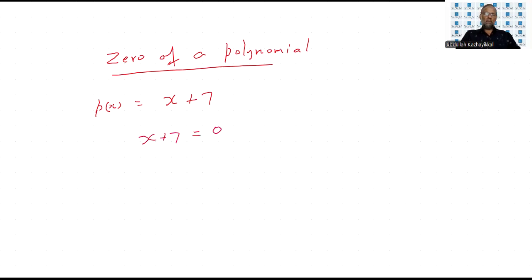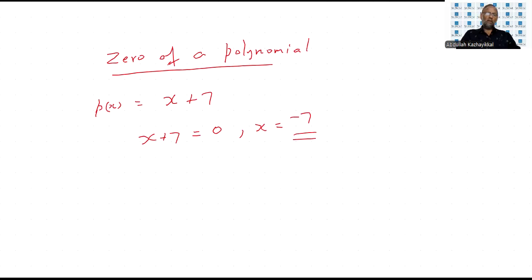Simple. Put it equal to 0 because we need the zero of a polynomial. What value do we have to give for x? The algebraic expression must be 0. Put 0. Then it is very clear x is equal to minus 7. Minus 7 plus 7 is 0. So x is equal to minus 7 is the zero of the polynomial.